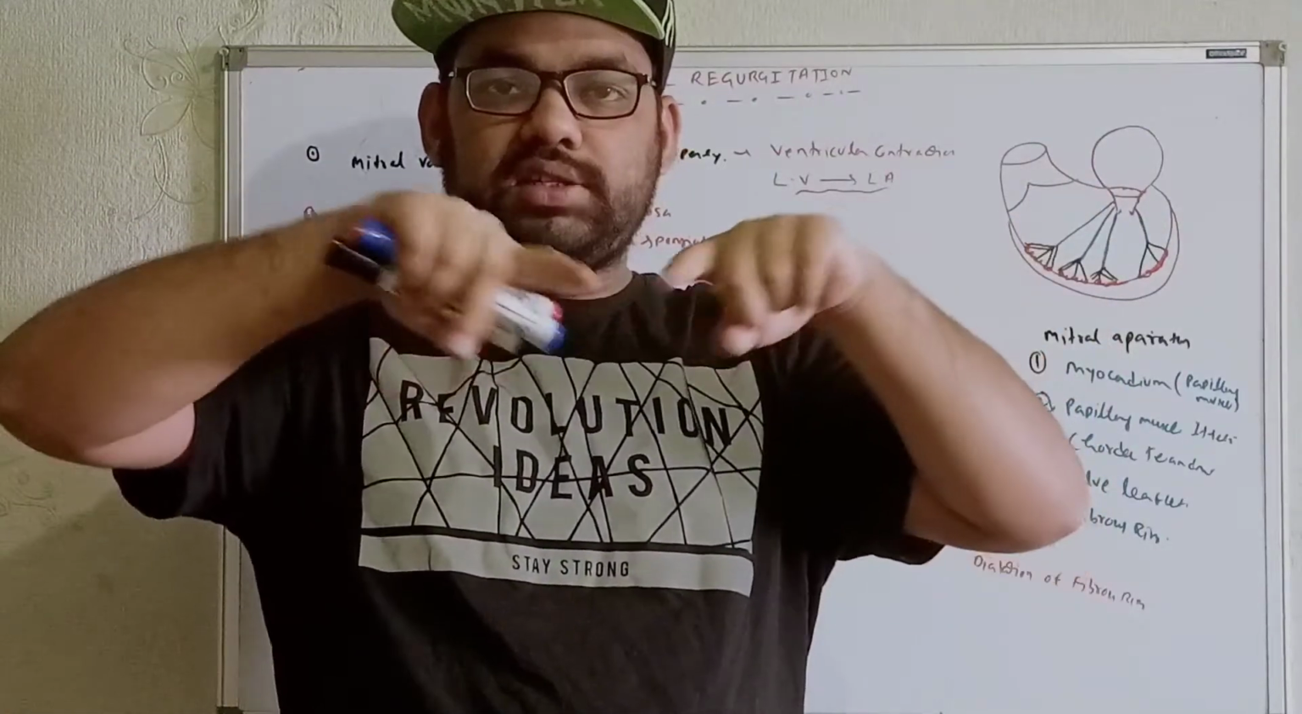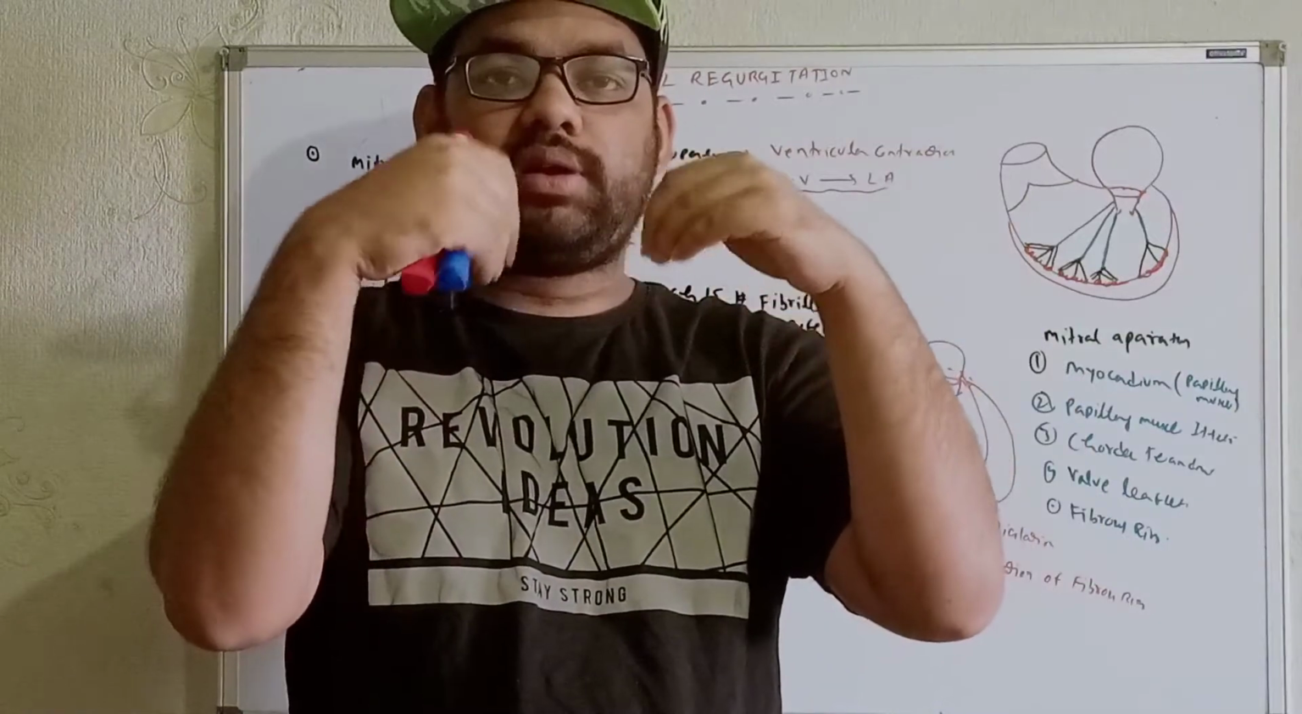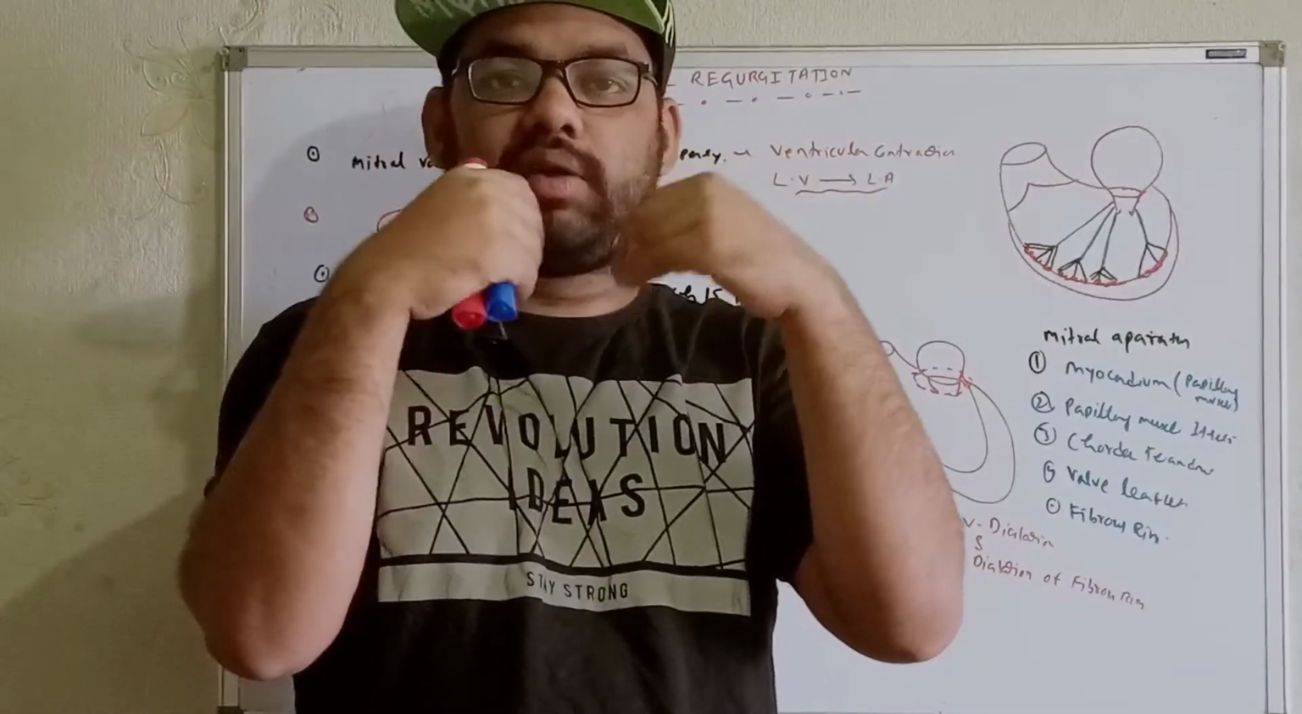So with the dilation of the fibrous ring, that means the two valve leaflets will go upward.